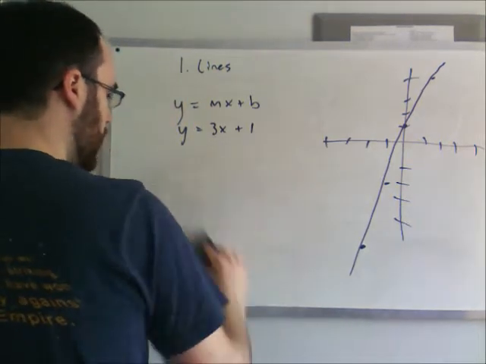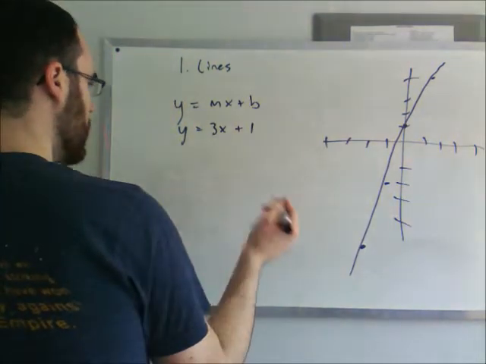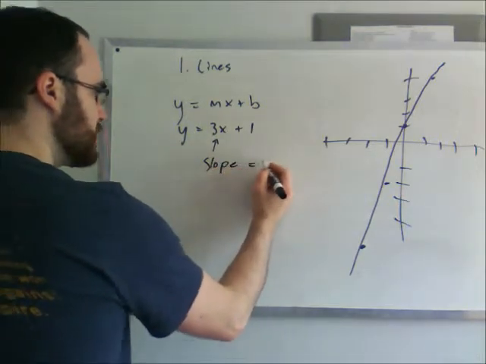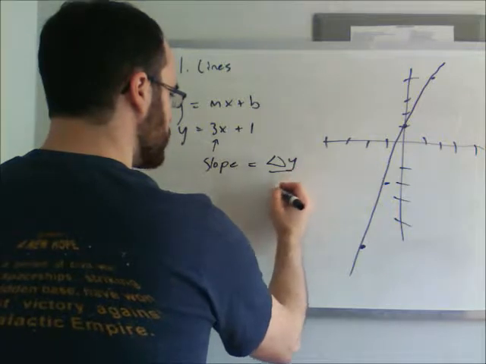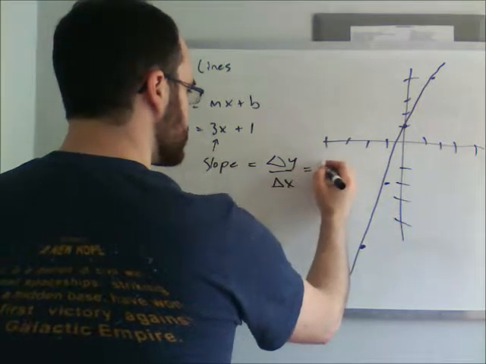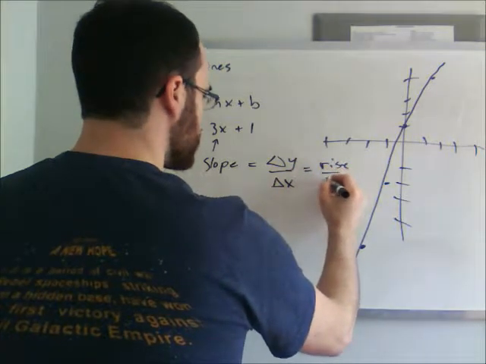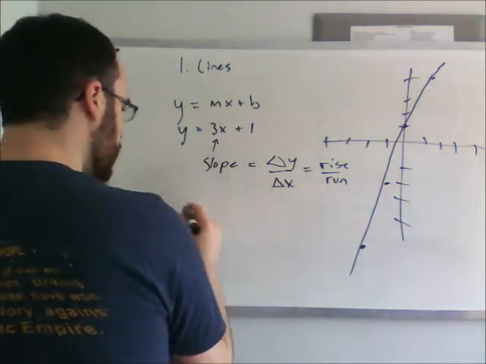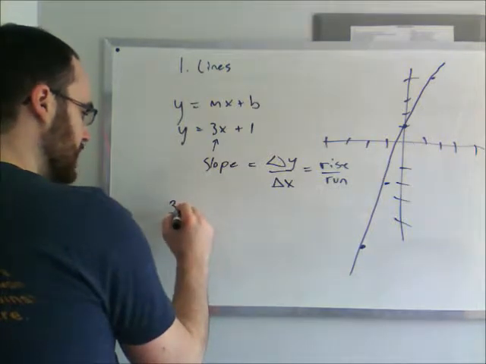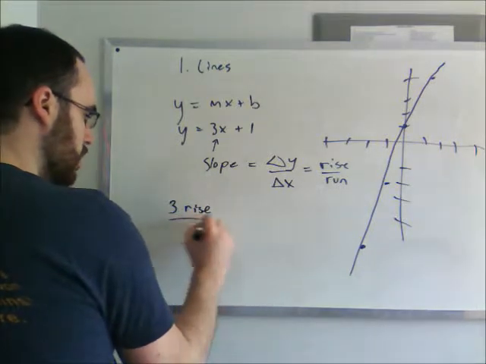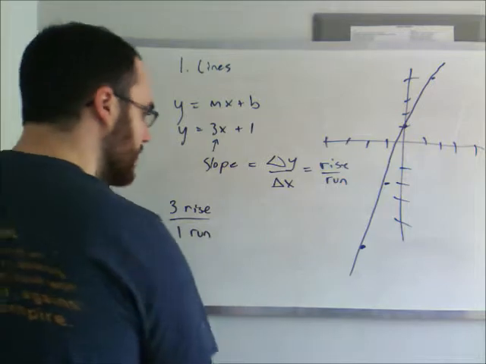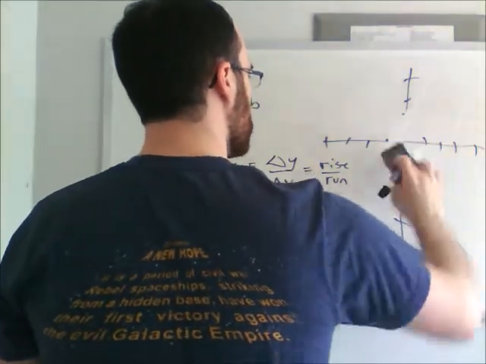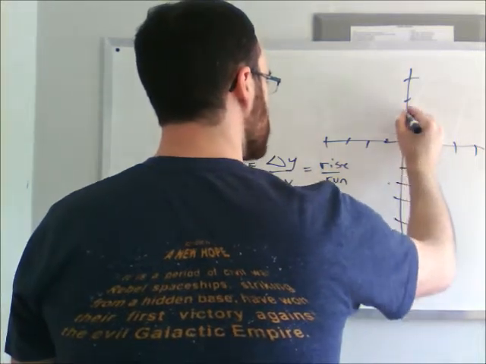The next way is, if you know y equals mx plus b, all you need to know is that m is the slope, which is equal to the change in y over the change in x, which is the rise over the run. So if the slope is 3, 3 is actually 3 over 1. That means we have 3 rise over 1 run. Let's plot that over here. So we know the slope has to be 3 rise, 1 run.